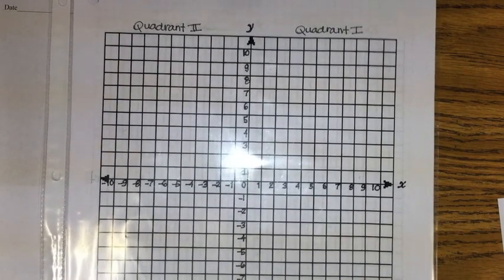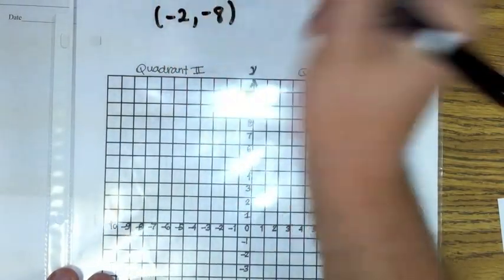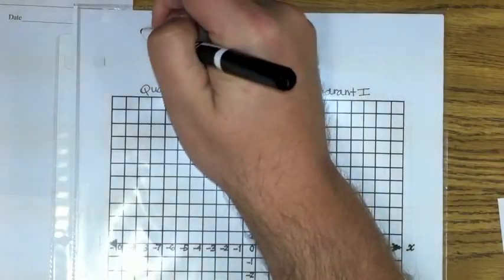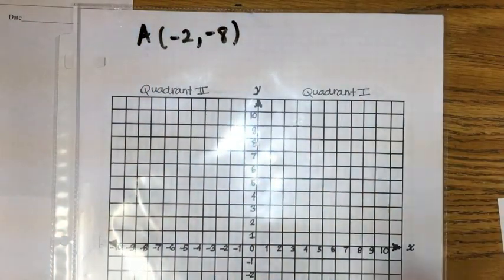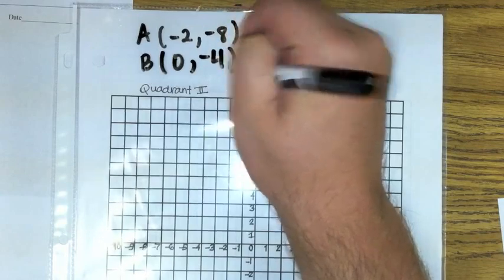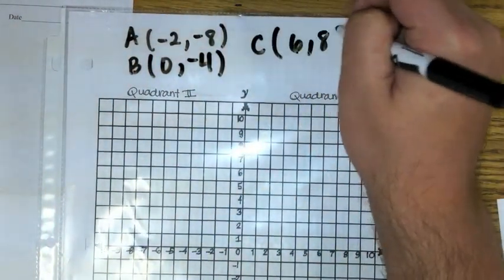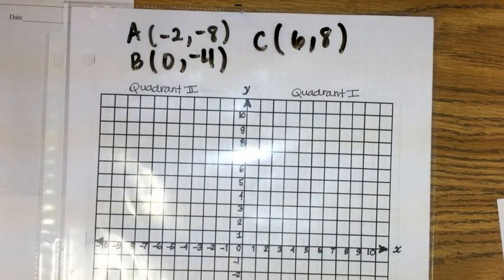So remember, one of our points was negative 2, negative 8. And remember, always try to label, so I'll just call that A. B was our second point, 0, negative 4. And then C, our last point that we got, was 6, 8. Okay. So we're going to plot this.